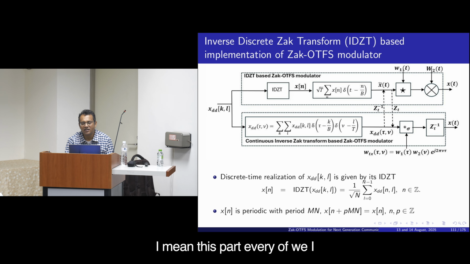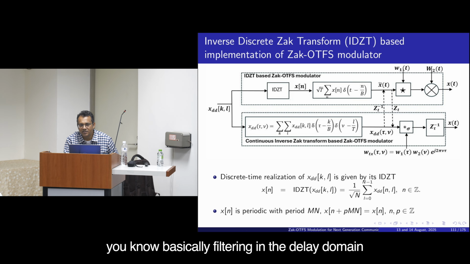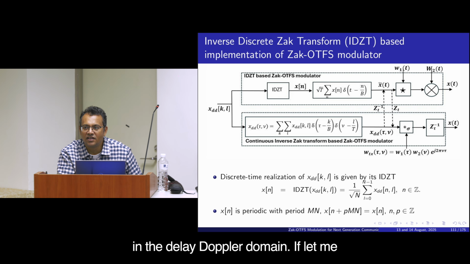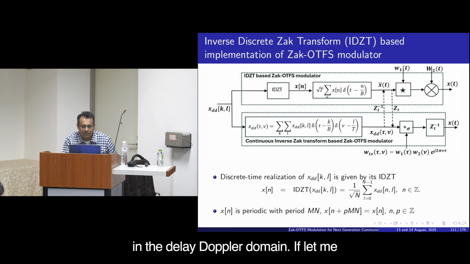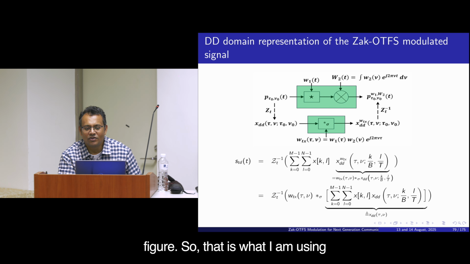Of course, this part I'll not prove, because this is what we did yesterday, right? I showed that when you do this kind of pulse shaping, it is equivalent to doing a twisted convolution, basically filtering in the delay-Doppler domain with this thing. These two are equivalent. Either you do these two, or you just do this in the delay-Doppler domain. Let me show where I showed that. You remember this figure? So that is what I am using actually.